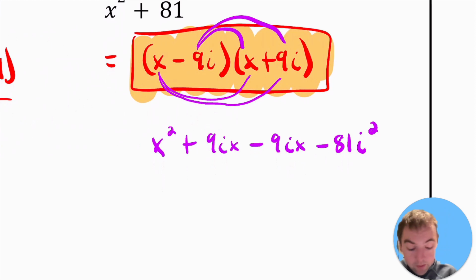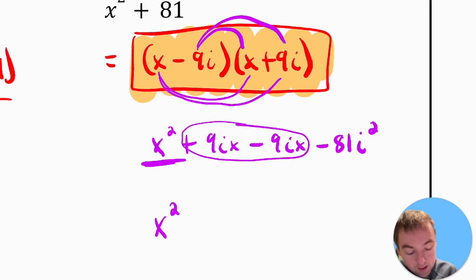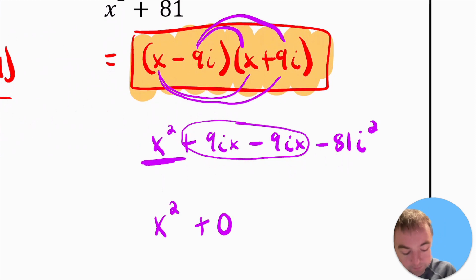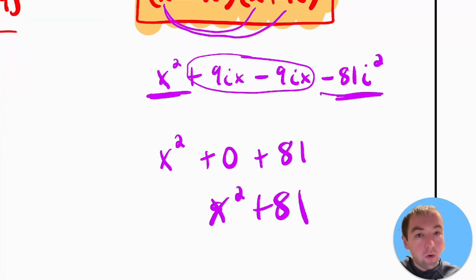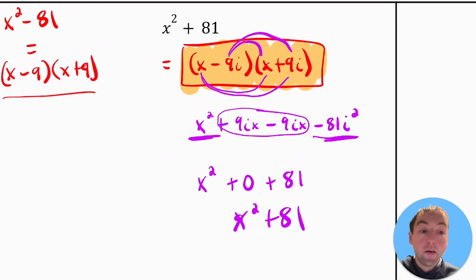So what's going to happen is this right here is just going to be x squared. And then the plus 9ix and minus 9ix just equals 0. And then that right there is negative 81i squared. But since i squared is negative 1, negative 1 times negative 81 is going to equal positive 81. So it'll be plus 81, which means that you get x squared plus 81. Right? So it checks out okay, and that factors it nicely. Okay?